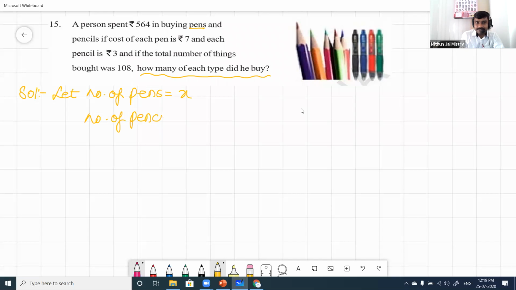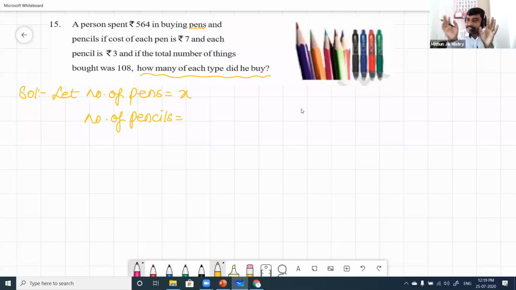I will tell you. Just a minute. See, if I go to a shop and buy some pencils and some pens, right? Now the total number of things which I bought is 10. Totally I bought 10. If the number of pens is 6, then how many pencils did I buy?